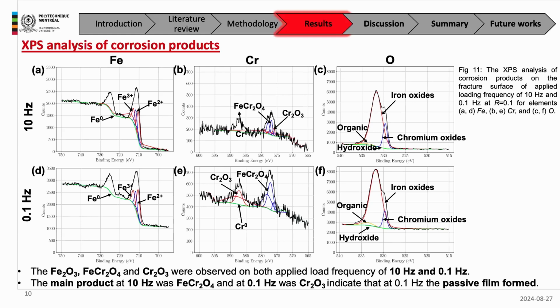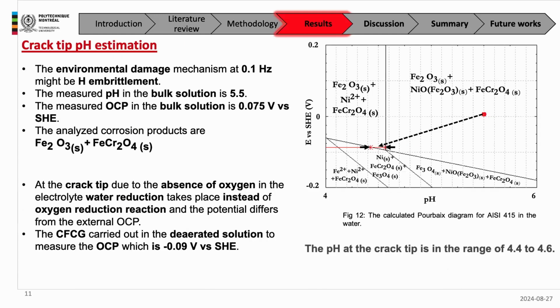FeCr2O4 and iron oxide were less observed on the fracture surface, but the chromium oxide, which is a passive film, was more observable at 0.1 Hertz, while at 10 Hertz, it was more of the corundum and iron oxide.